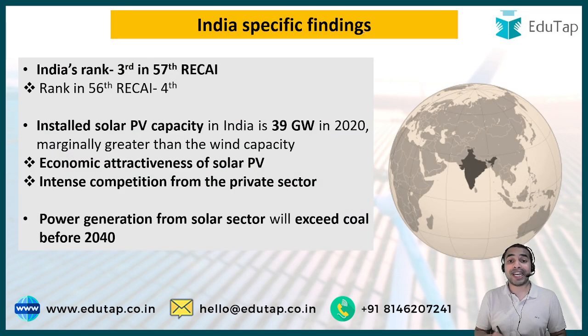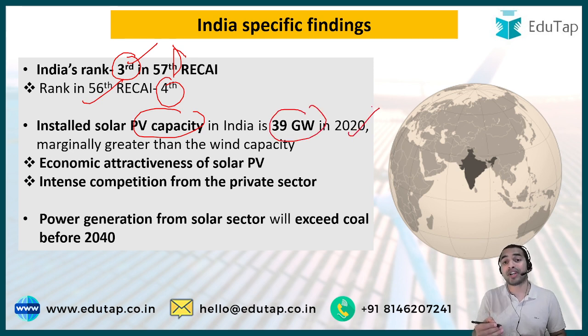And guys, if you talk about the India specific findings, we have already seen that in the 57th edition of this index, India's rank improved from 4th in the 56th edition to 3rd in the 57th edition. And guys, the main important factor behind India's improvement in this index was that India's installed solar photovoltaic capacity was 39 gigawatt in year 2020, and India has really improved on its photovoltaic front, as this installed solar PV capacity has marginally crossed the wind capacity. And guys, this has happened for the very first time in history, that the installed solar PV capacity was marginally higher than the wind capacity.